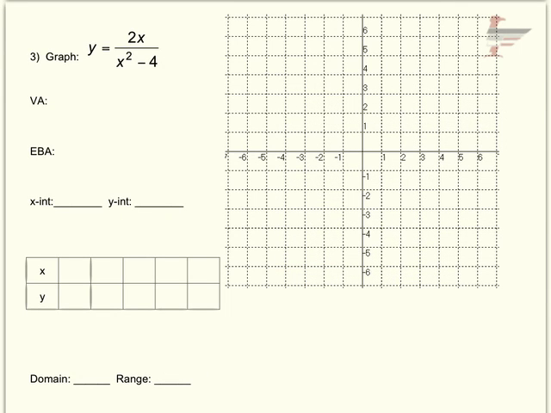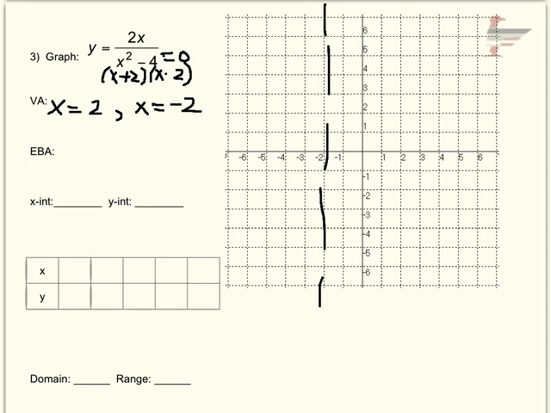Alright, the last graph, if I solve the denominator, that factors down to x plus 2 and x minus 2, so when I solve those, my vertical asymptotes will be at 2 and -2. So again, I would draw those in. My end behavior asymptote, the degree on top is less than that of the bottom, so y equals 0.